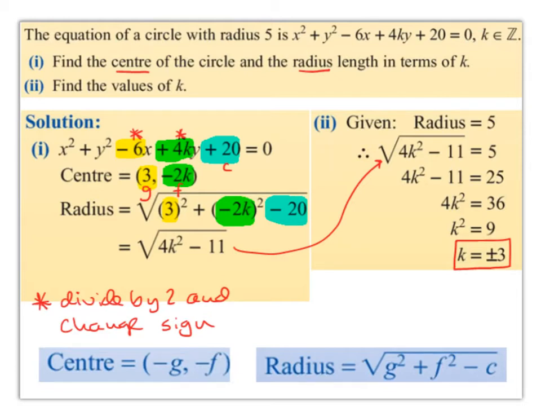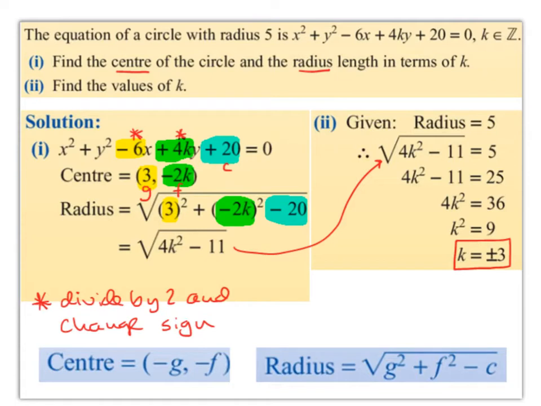So we're going to write out the equation again. x squared plus y squared minus 6x plus 4ky plus 20 is equal to 0. We take the coefficient of x, which is minus 6, we halve it and change the sign to get 3. So the x value of our centre is 3. We take the coefficient of y, which is 4k, we halve it and change the sign to get minus 2k. So the y value of our centre is minus 2k.